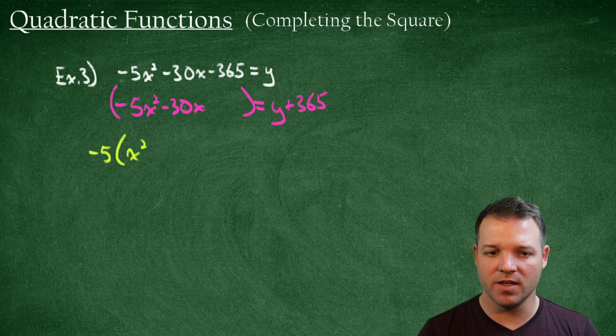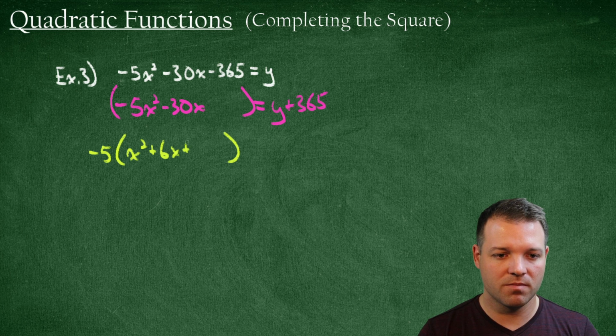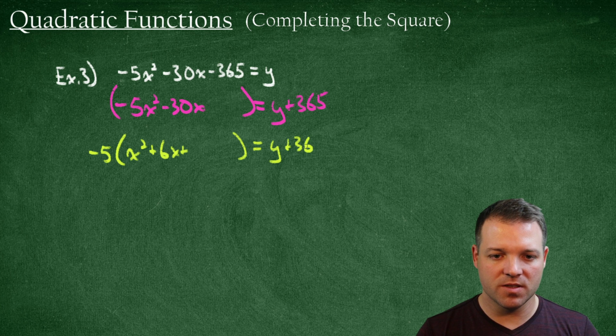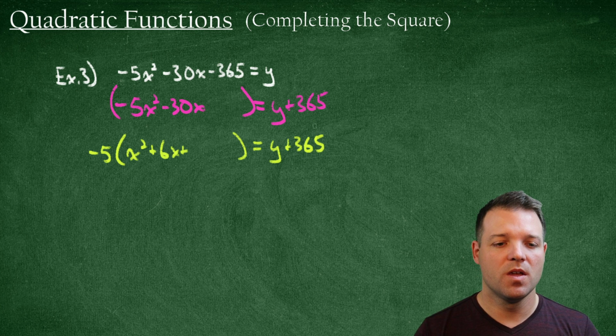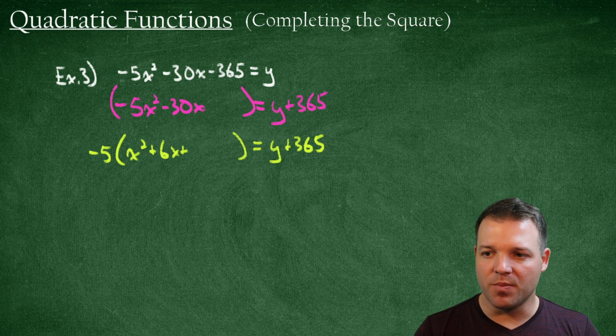Now, when I pull out a negative 5 here, I'm left with positive 6x plus something, some kind of perfect square here, make some more room, is equal to y plus 365. Following all of my algebraic rules so far. All right, let's go ahead and add in that perfect square here.